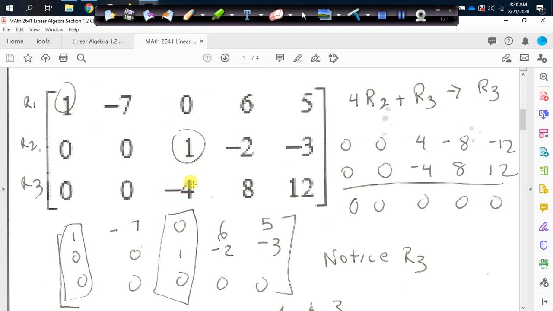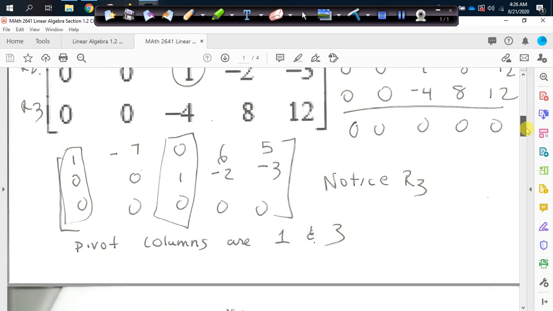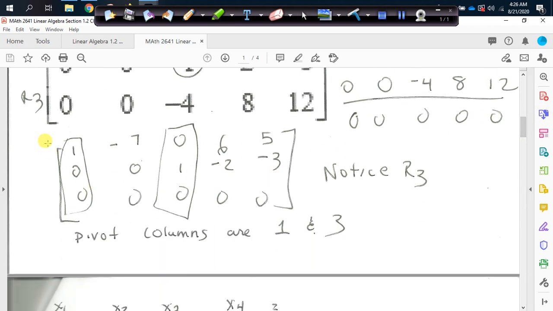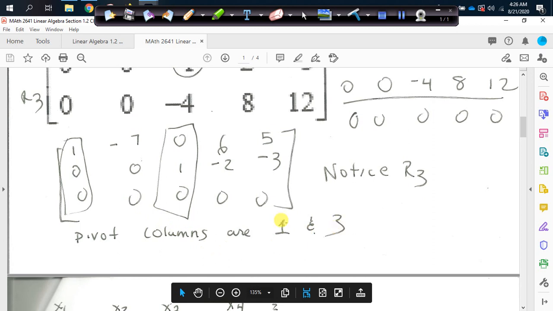And so I want to get rid of this -4 because I'm trying to get the zeros here. So I multiply row 2 by 4 and add it to row 3. And then I get zeros here. I get all zeros. So this is what my matrix looks like now. And I've got 2 pivot columns, this one and this one. Those are the only pivot columns, columns 1 and 3. Notice row 3 is all zeros.